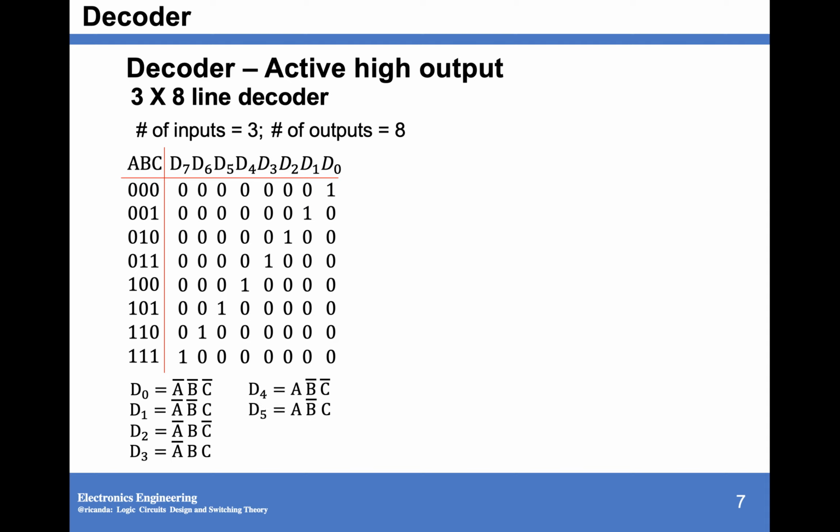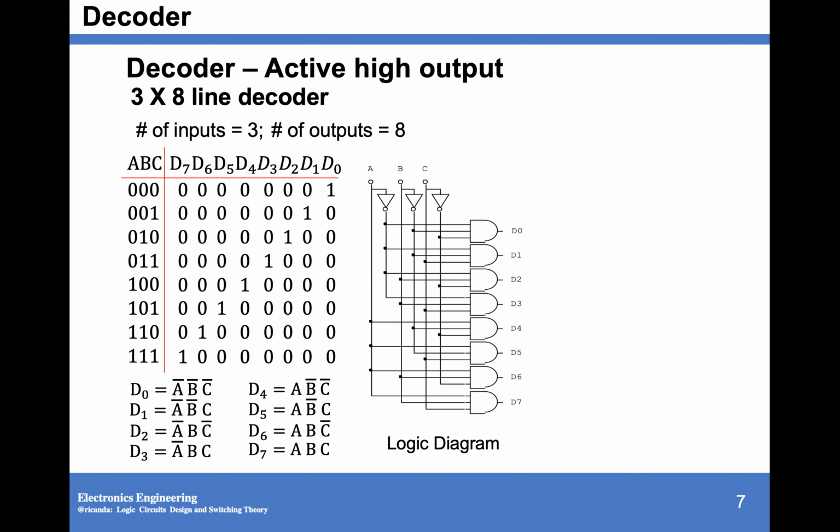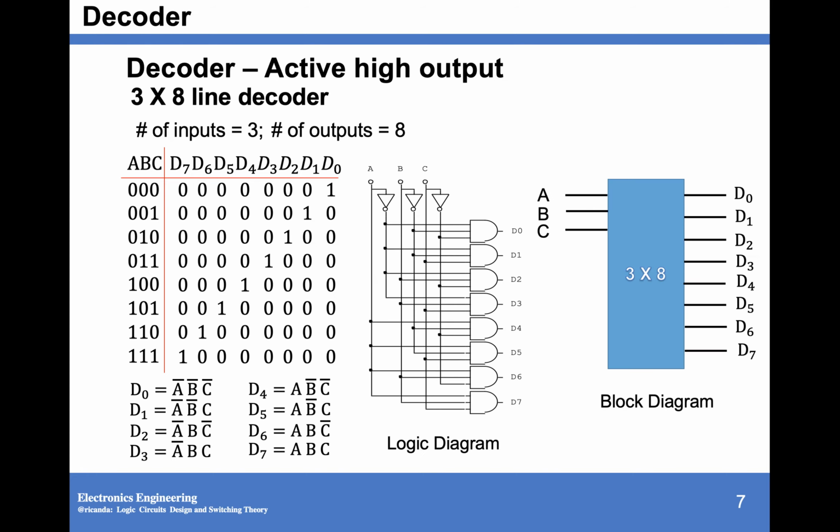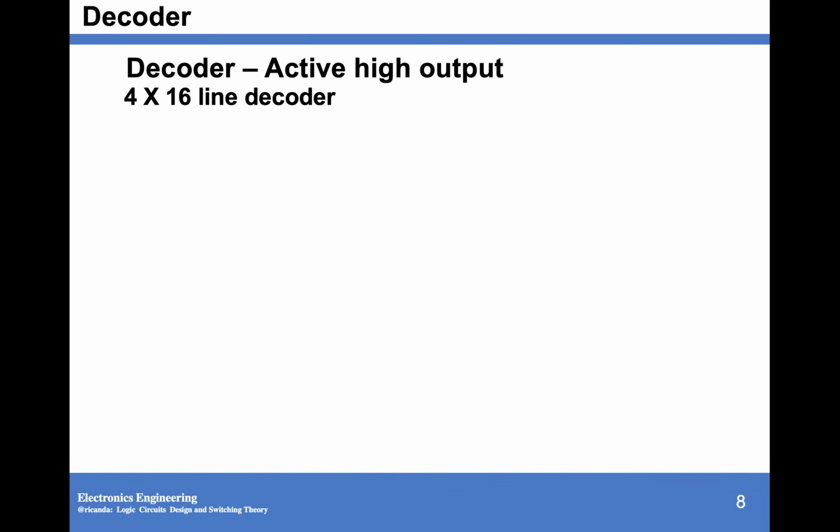D5 is 1, 0, 1. D6 is 1, 1, 0. And D7 is 1, 1, 1. So this is your logic diagram, and this is your block diagram. The logic diagram has 8 outputs from D0 to D7. In your block diagram, you have also D0 to D7 with 3 inputs.